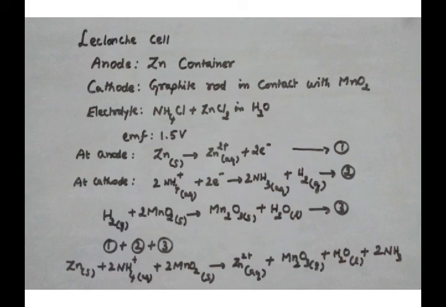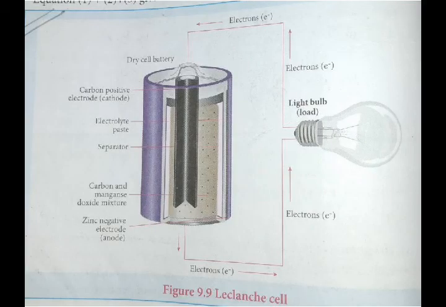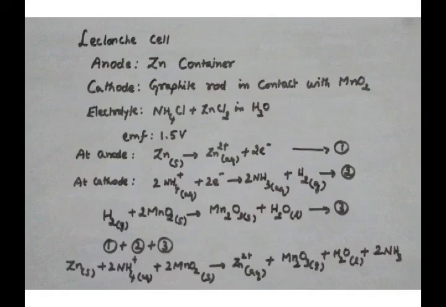Okay. For the anode, here we are taking a zinc container. Cathode is a graphite rod in contact with manganese dioxide. Here we are taking ammonium chloride and zinc chloride as the electrolytic solution. So cathode, anode, electrolyte. After that we are passing current through that. What is the EMF we are maintaining here?